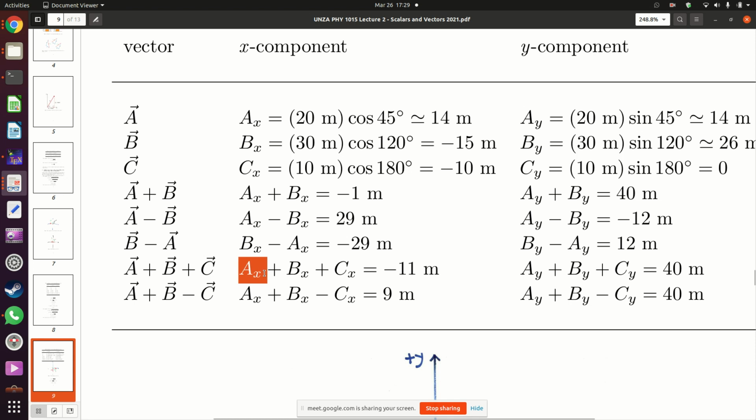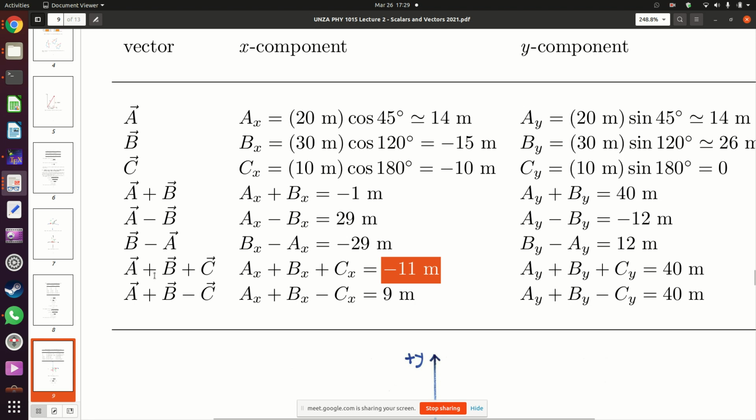You add the components of the vectors: Ax plus Bx plus Cx. This gives you how much A plus B plus C is along the x-axis. So Ax is 14 meters, then plus Bx, which is minus 15 meters, then plus Cx, which is minus 10 meters, and you end up with minus 11 meters. So A plus B plus C along the x-axis has a size of minus 11 meters. It's pointing in the negative x direction.